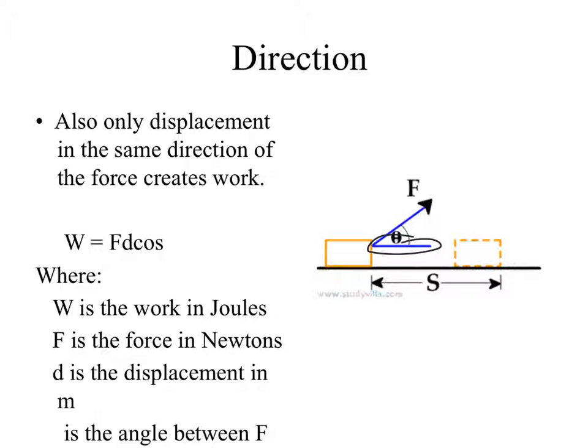So work is Fd times the cosine of the angle theta. So if you've got an angle, it's Fd cos theta. W is the work in joules, F is the force in newtons, d is the displacement, and theta is the angle between them. So basically it's what gives us the component of the force in the direction that we're actually moving.